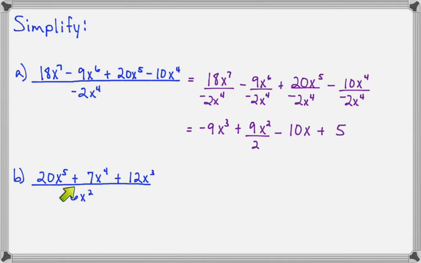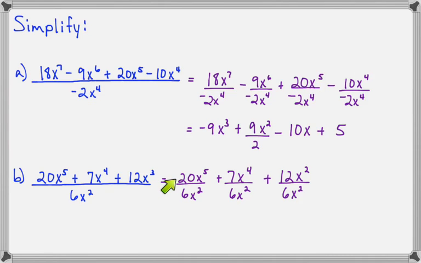On part B, we have 3 terms, so let's separate this into 3 separate fractions. Notice that 20 divided by 6 will not make a whole number, but this fraction can be reduced because both of these numbers can be divided by 2. So 20 divided by 6 would give us 10 over 3, and the x factor will be x to the 3rd.